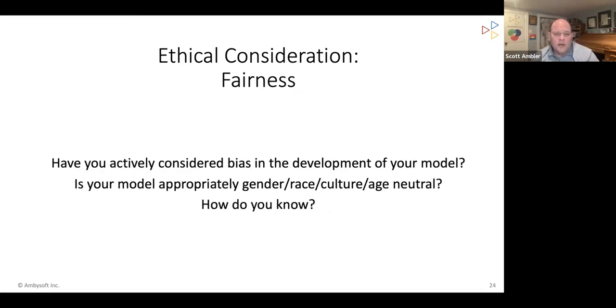Fairness. Have you considered bias in the development of your model? Are you actively looking for bias? Have you built a team that can do this and is aware of this?